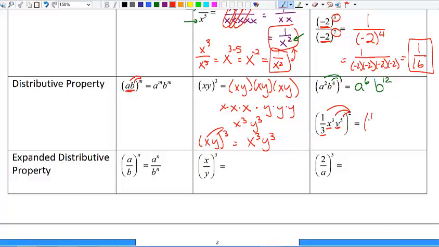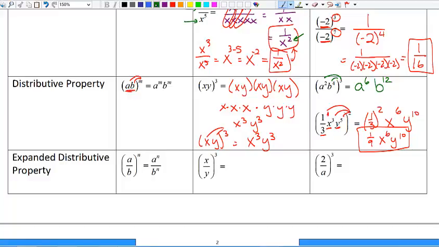So I have 1/3 squared. X cubed squared, that's really x to the 6. And y to the 5th squared, that's y to the 10. So 1/3 squared is 1/9 x to the 6 y to the 10. Please remember that numbers are bases. Even if they don't look like they have an exponent, they have an invisible exponent of 1.